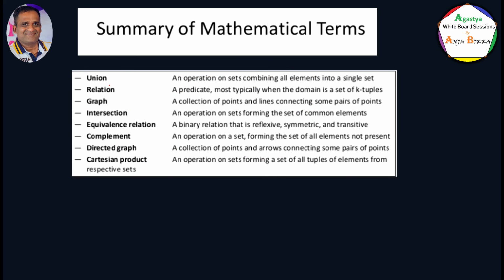And also we discussed the union, an operation that combines two sets. And relation, what is a relation? We discussed graph. Intersection we discussed, equivalence relation we discussed, which is reflexive, symmetric and transitive, then it's called equivalence. Also discussed complement and directed graph and Cartesian products. So this is the terminology and the basic understanding we required before we start the theory of computation. This is what we covered in part 1 and part 2.